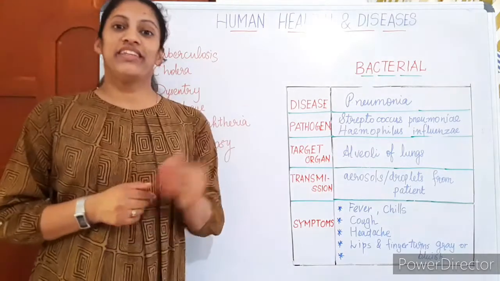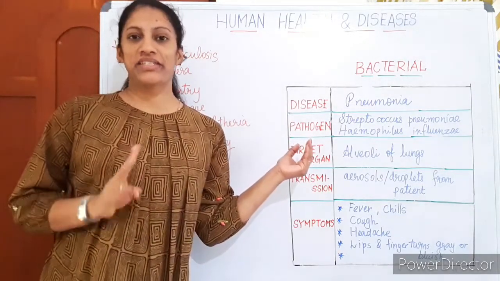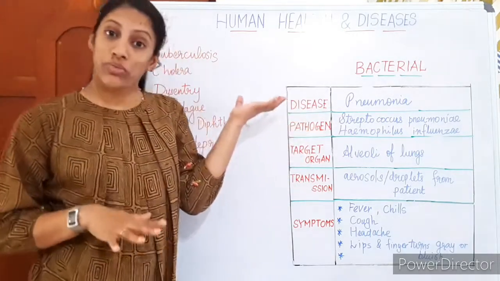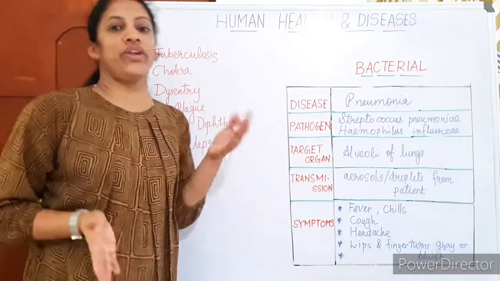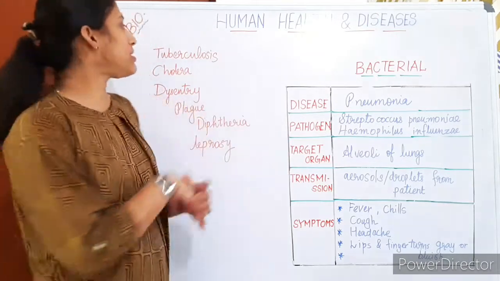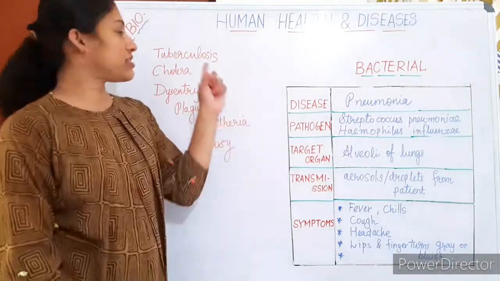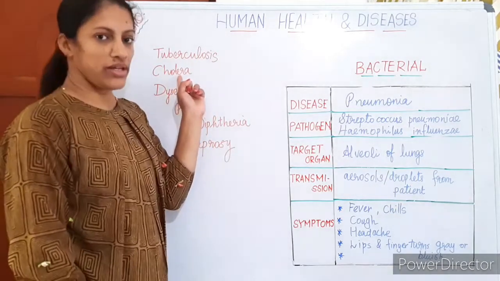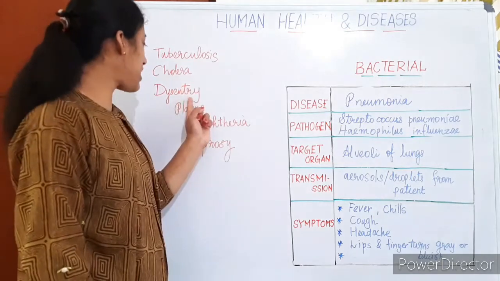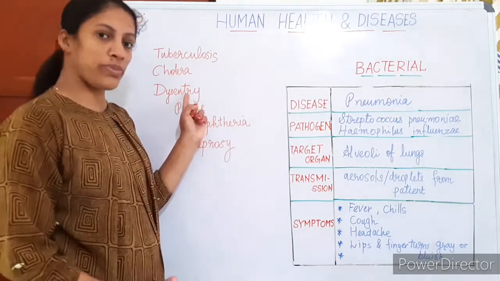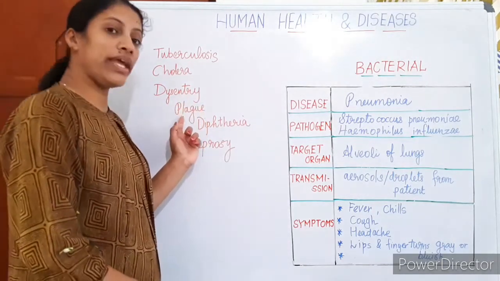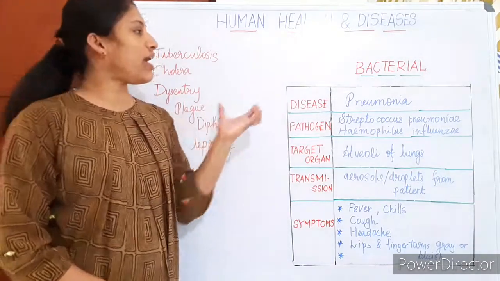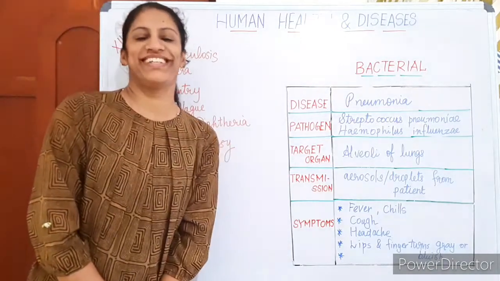See, these two are the major bacterial diseases given in a textbook, and there are many other bacterial diseases, some of them very severe, and we have vaccination for many of them. Some of the common bacterial diseases are tuberculosis, TB, which you are familiar with, and cholera. Then dysentery can be caused by bacteria and also by some protozoans. Then plague, diphtheria, leprosy. These are examples of bacterial diseases.